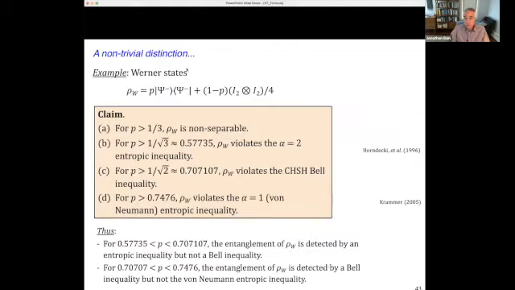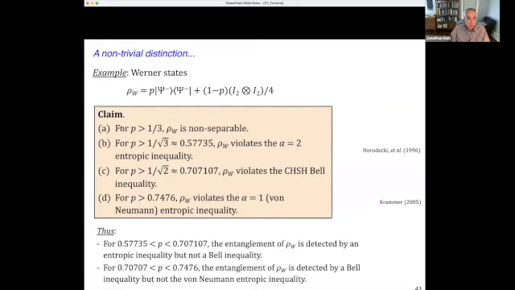It's a non-trivial distinction. There are examples of mixed states in which this distinction becomes non-trivial. So here's an example of what's called a two-dimensional Werner state. This is a mixed state in which the first term is the projection operator associated with the spin singlet, spin one-half state, and the second term is just a trivial combination of identity operators, and both terms are weighted appropriately by given probabilities.